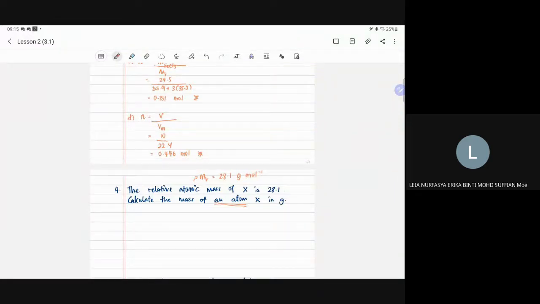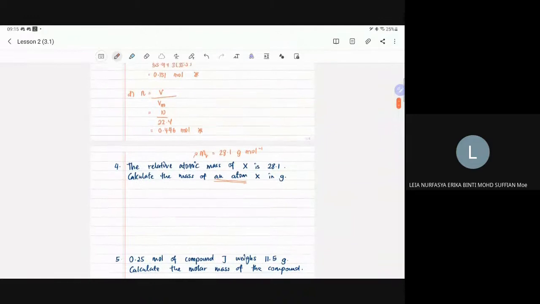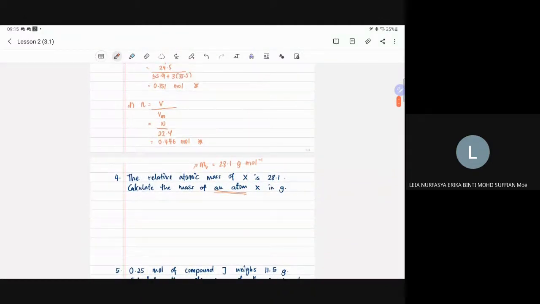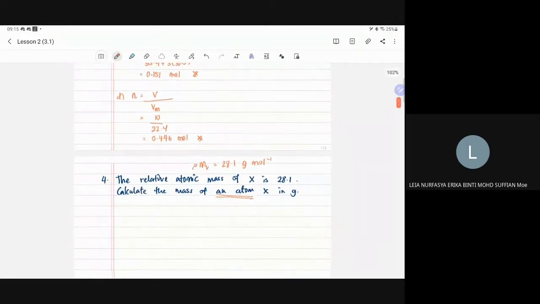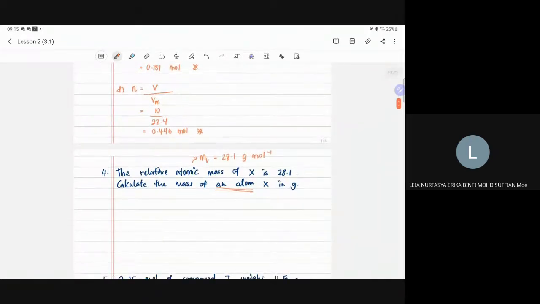Okay, dah dapat jawab dah? Hello? Ada yang masih jawab ke? Ada yang perlukan lagi masa tambahan ke? Siap sudah. Sir. Apa dia?